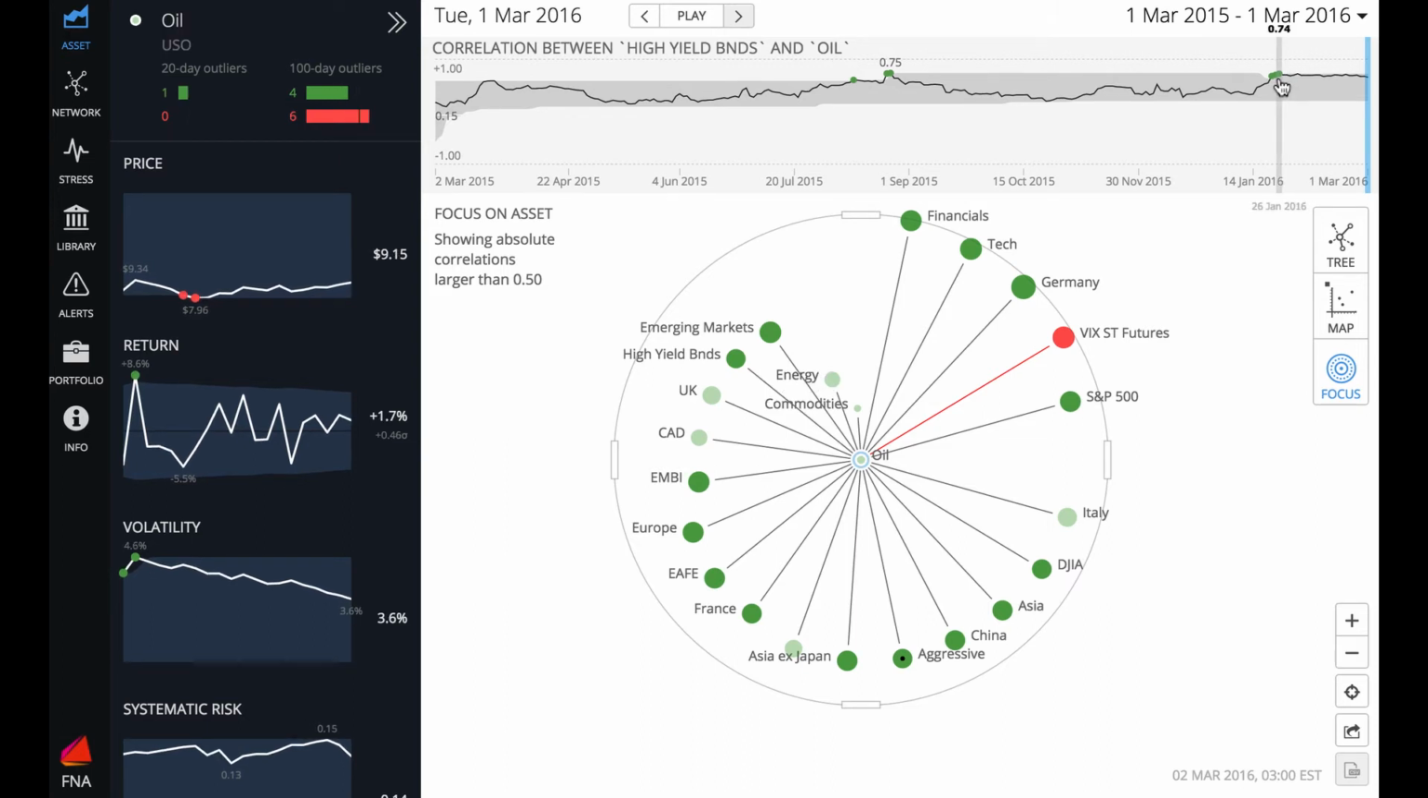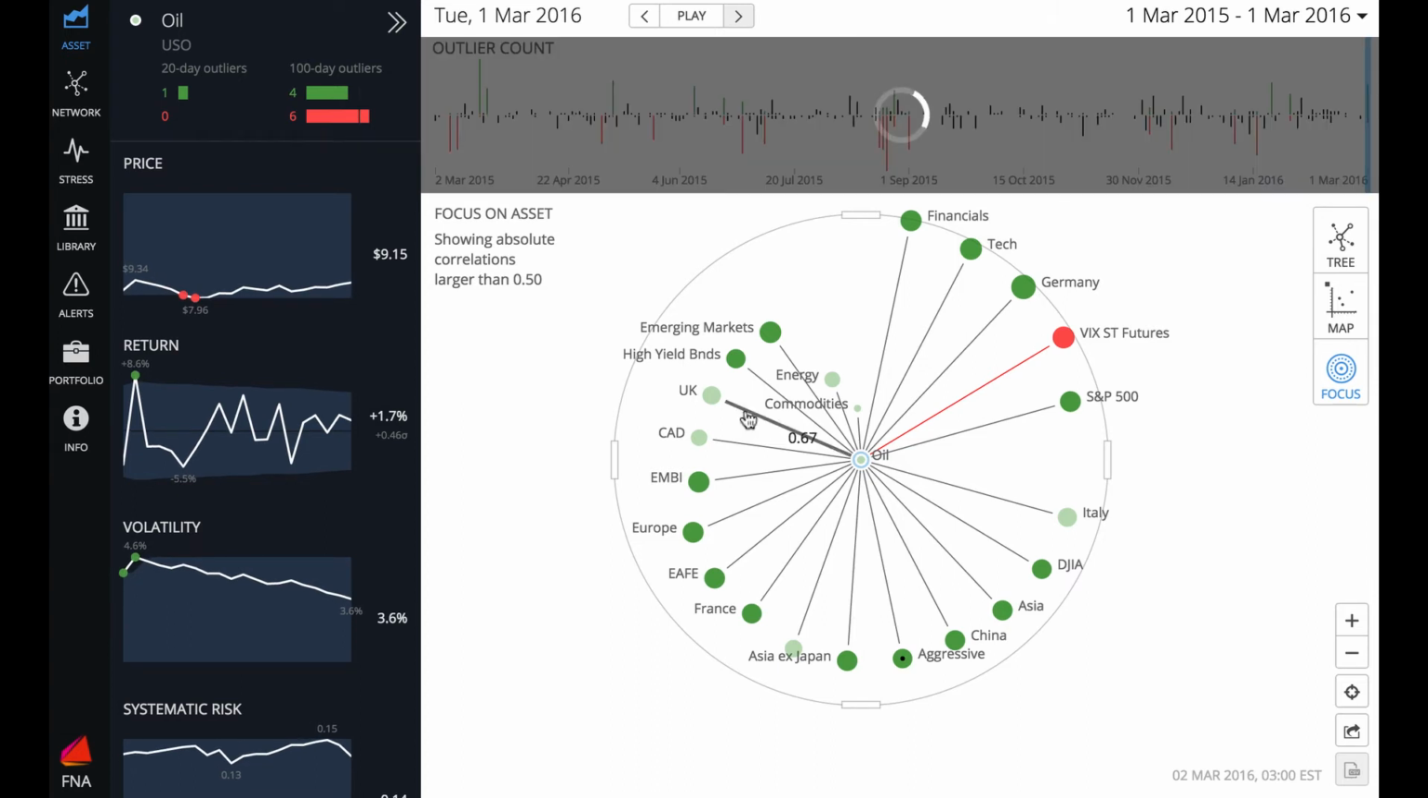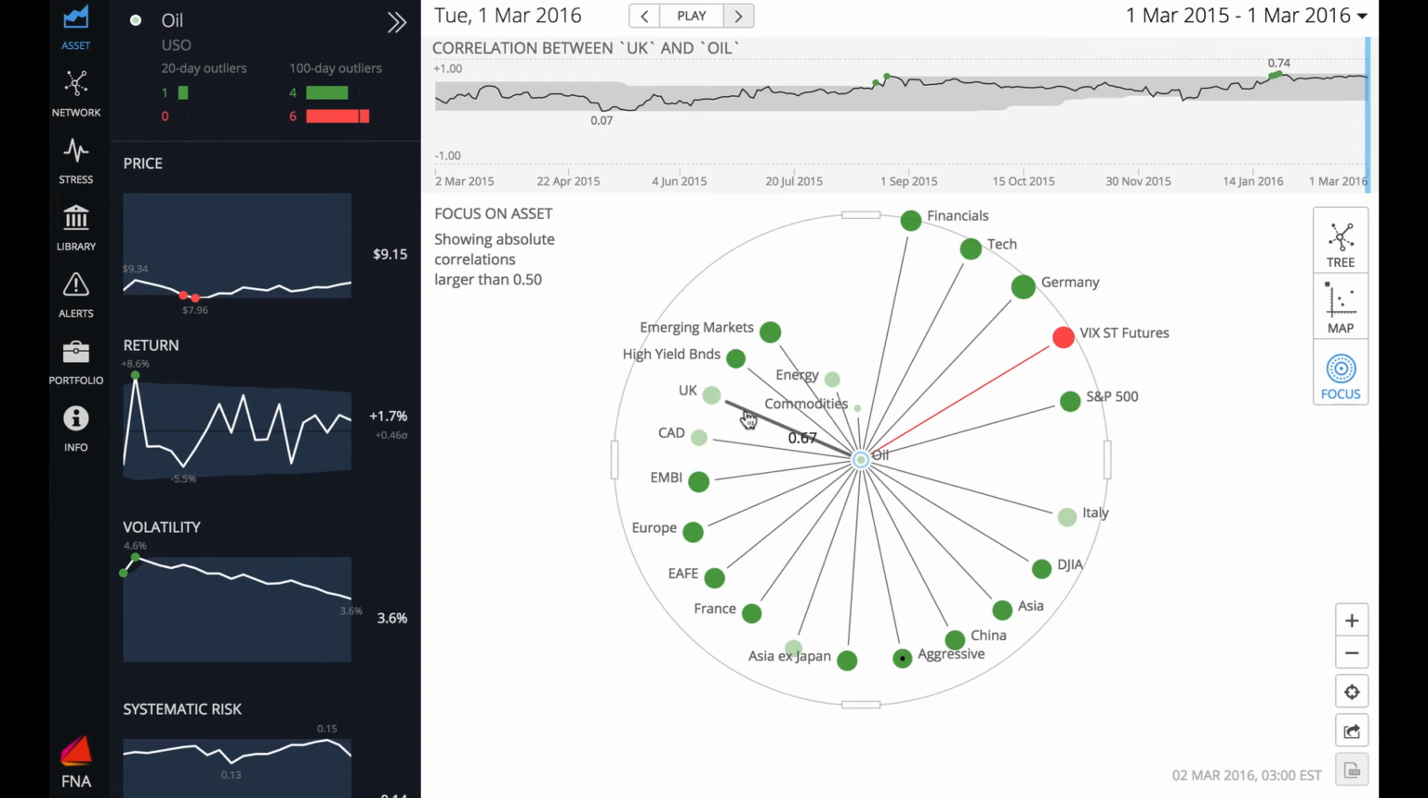The correlation between oil and high-yield bonds is also very high, 0.68, also close to a 100-day high, which was at about 0.74. The equity market that's the most correlated to oil is the UK with a 0.67 correlation, also very high relative to its 100-day high of 0.74 on the 26th of January.